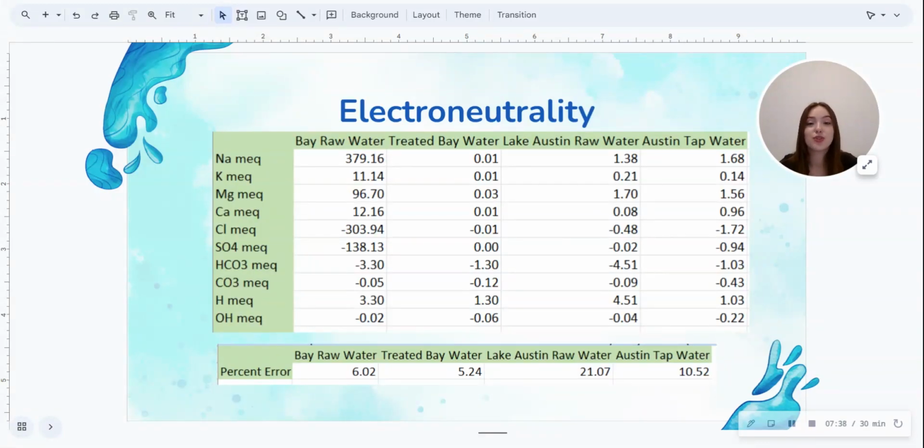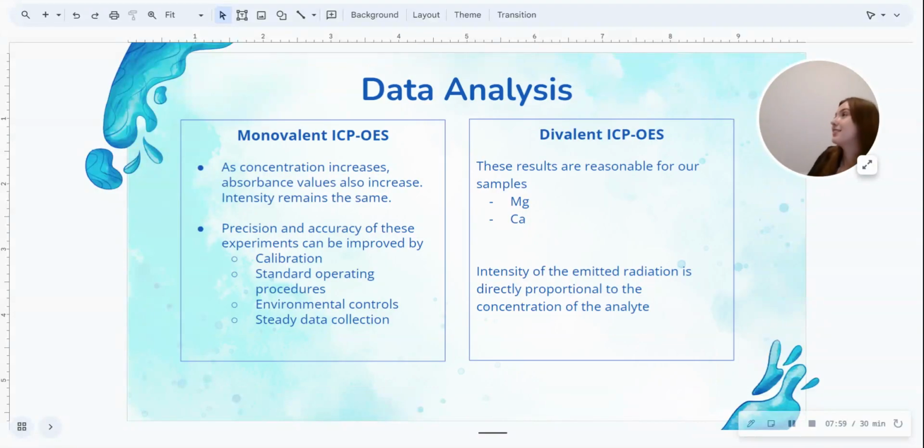And then we have electroneutrality. Once again, raw bay water has much, much higher compared to all the other ones, which we can see that as they're treated, it goes down. Down here is going to be our percent error, which was calculated using the electroneutrality values.